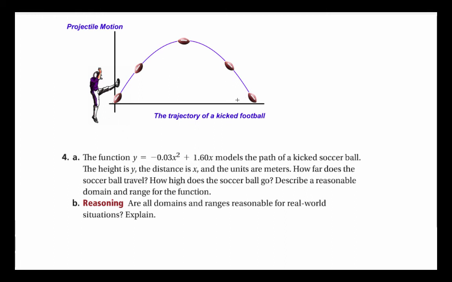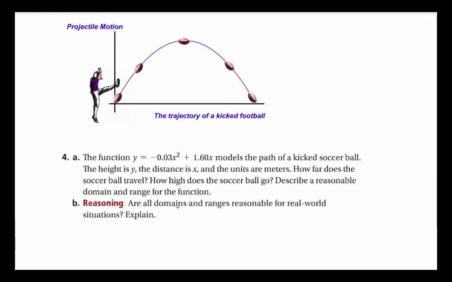So this is what the trajectory would look like. The problem that I have here is kicking a soccer ball, but you get the idea here. It says the function y equals negative 0.03x squared plus 1.6x models the path of a kicked soccer ball. The height is y, the distance is x, and the units are meters.